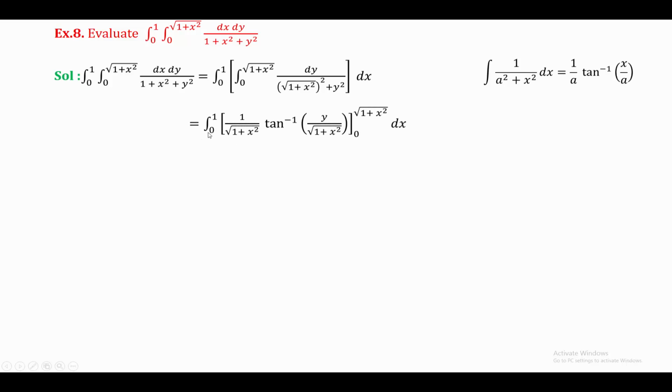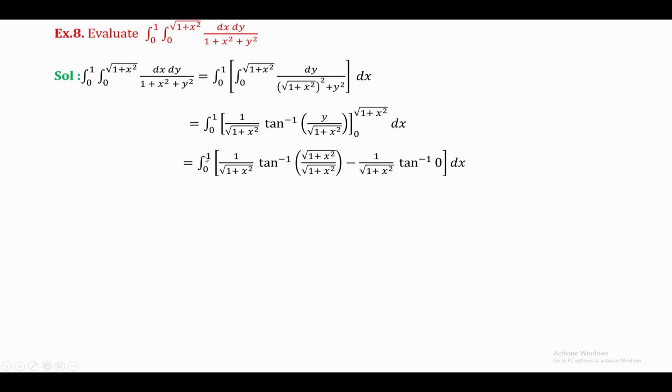Therefore equal to integration limit 0 to 1. Now here 1 upon a, so 1 upon square root 1 plus x square into tan inverse y upon a, y upon square root 1 plus x square, limit y varies from 0 to square root 1 plus x square dx. Now here first put the value of y is square root 1 plus x square, then put the value of y equal to 0.